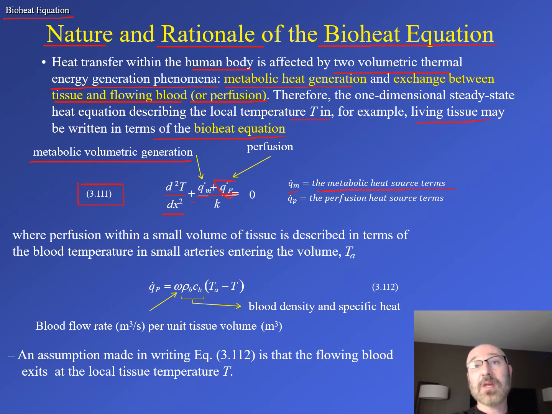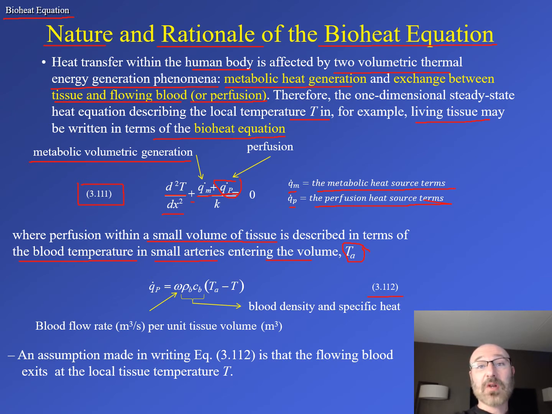And we have our Q dot P, or perfusion. So this Q dot P is a perfusion heat source term, where perfusion within a small volume of tissue is described in terms of the blood temperature in small arteries entering the volume, which we're showing here as T sub A. Now that leads us to equation 3.112 in our textbook.